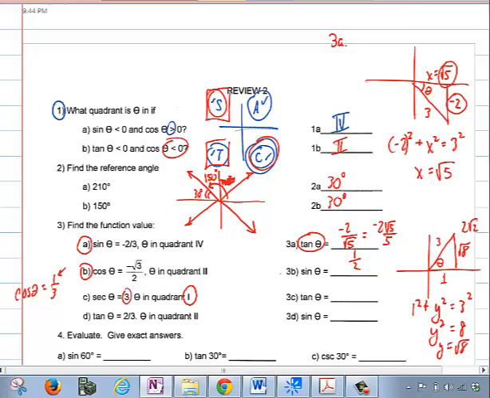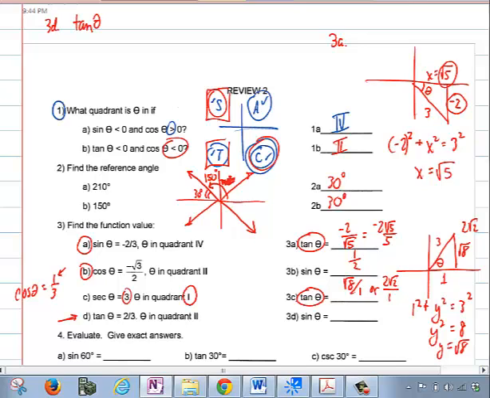And now, because they want tangent, the opposite over adjacent will be √8 divided by 1. Or you could say 2√2 divided by 1. Or you could say 2√2. Part D wants the tangent of the angle. So up here we'll do 3D.